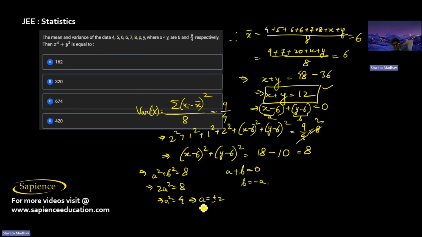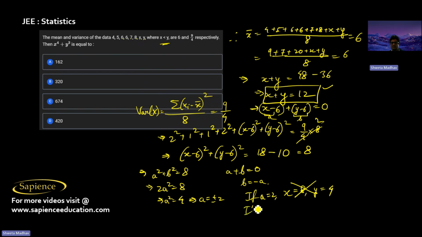Now here it is told x is less than y. So now if I take a as 2, then x minus 6 is 2, x will be equal to 8. And then b is equal to minus a, then y will be equal to 12 minus 8, that is 4. But we can't consider this, since it is told x is less than y.